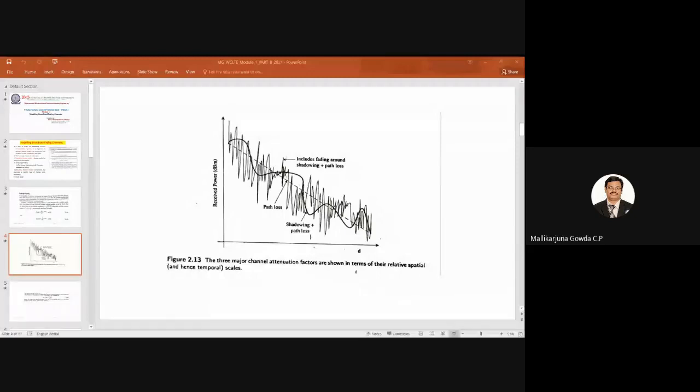I hope you are able to understand the difference between path loss, shadowing, and fading. Path loss, we consider, is an average value, right? Then shadowing, we say, is the variation in the received signal strength from that average value. Then what is fading? From that mean value, there will be random fluctuations. Fluctuations in the received signal are known as fading. Hope this picture is clear. It is conveying three things.